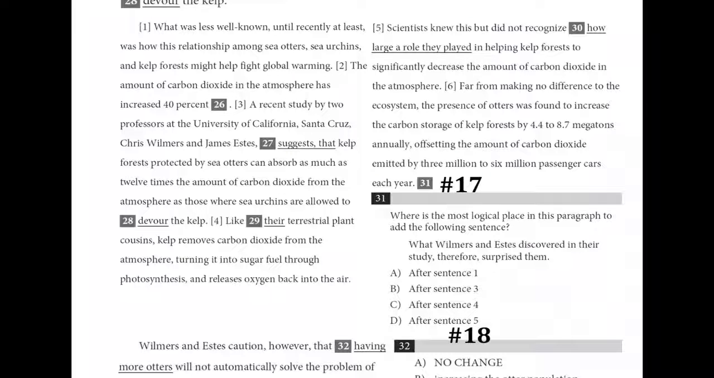31. Where is the most logical place in this paragraph to add the following sentence? What Wilmers and Estes discovered in their study, therefore, surprised them. D. After sentence 5 is the best answer. Because sentence 5 indicates that sea otters' importance in decreasing atmospheric carbon dioxide was not known, and the sentence to be added indicates that a surprise will follow. Sentence 6 provides that surprise. Sea otters have a large impact on the amount of carbon dioxide kelp can remove from the atmosphere.